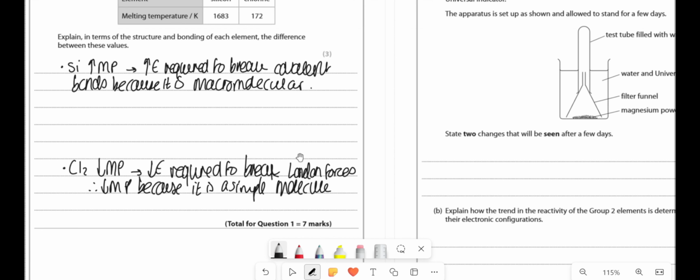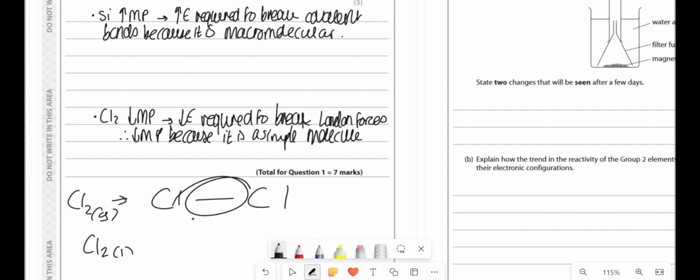That's it. You do each one by one, and you'll never forget what to say and never get the wrong marks, and that gets everything. A mistake I see people say is that they're breaking the covalent bonds in chlorine. Cl2 is this. If it's Cl2, for example, liquid, it's still this. If it's a gas, it's still this, because this covalent bond is untouched.